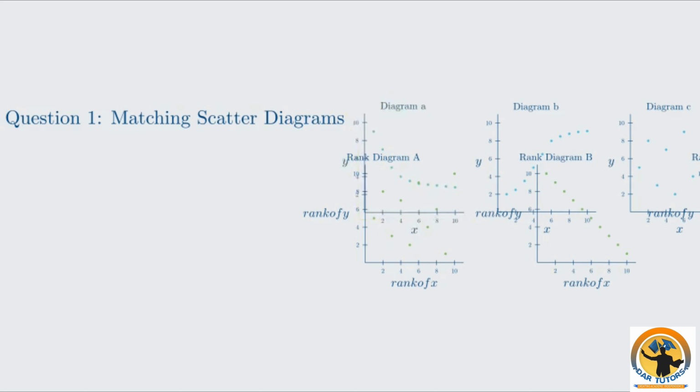Diagram A has a very steep negative trend that flattens. This is a strong monotonic relationship. When ranked, this should produce a very strong negative linear trend. This matches rank Diagram B.